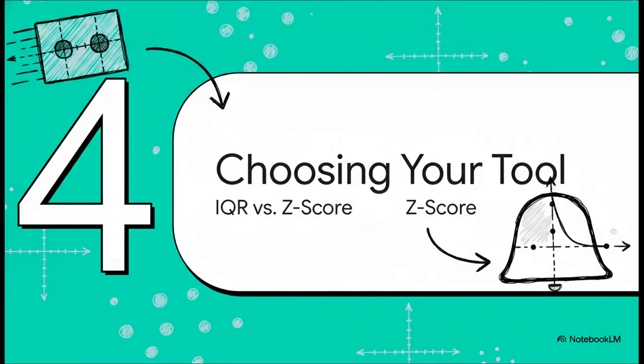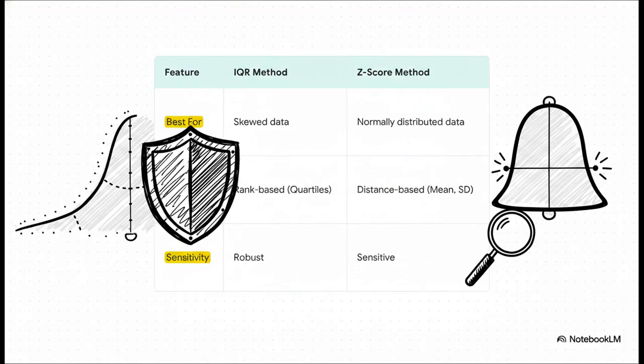So, we've just covered two fantastic methods for finding outliers and comparing data, the IQR method and the z-score method. The big question is, which one should you use? Well, the choice really comes down to the shape of your data. The IQR method is your absolute go-to for data that's skewed or lopsided, because it's robust, it's not easily influenced by those extreme values. The z-score method, on the other hand, works best when your data is nice and symmetrical, kind of like a bell shape. But it is more sensitive because the mean and standard deviation it uses can actually be skewed by the very outliers you're trying to find.